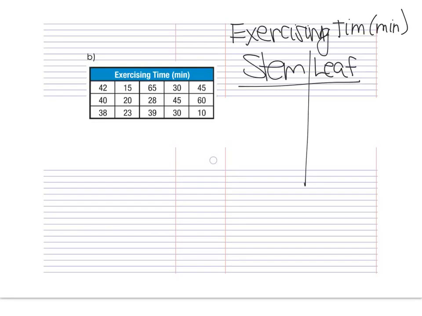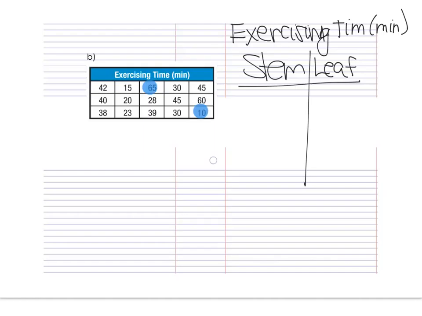Okay, let's take a look at our biggest and our smallest number, because that's, again, helpful for us as we're making our stem and leaf plot. So as I look at this one, it looks like my smallest number is 10, and my biggest number, 65.